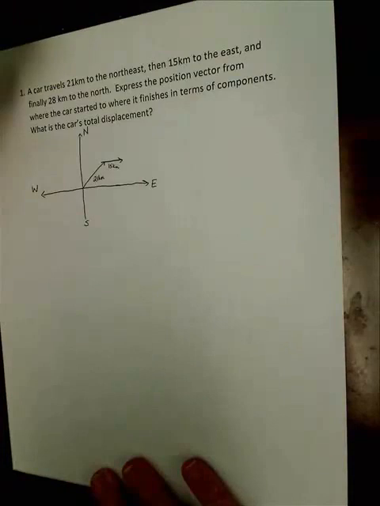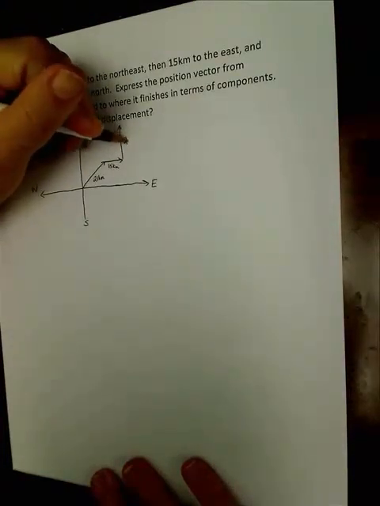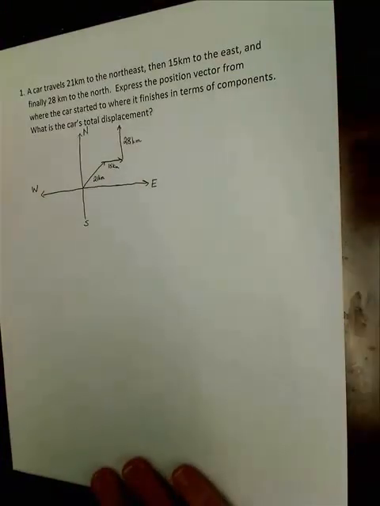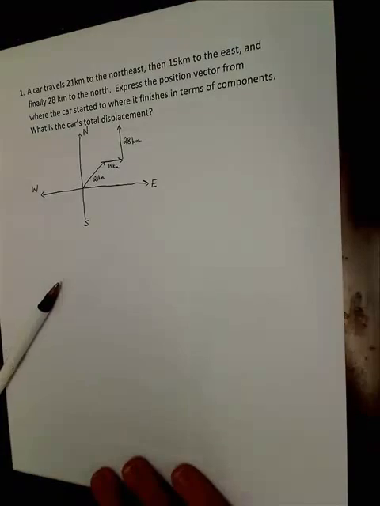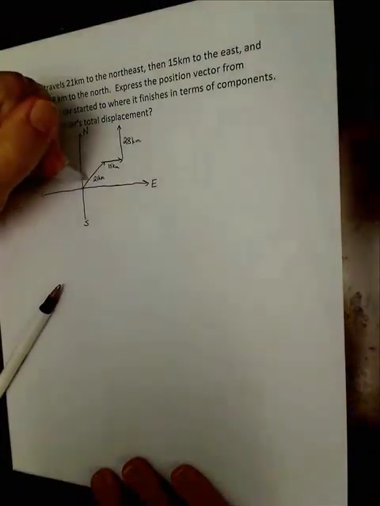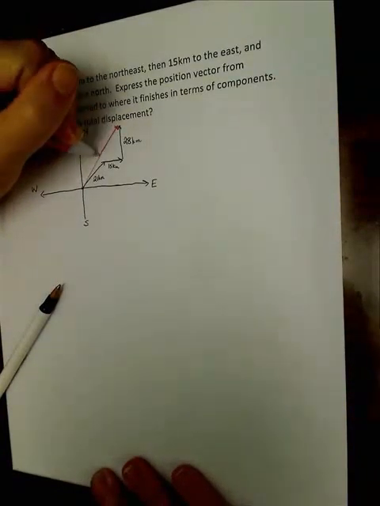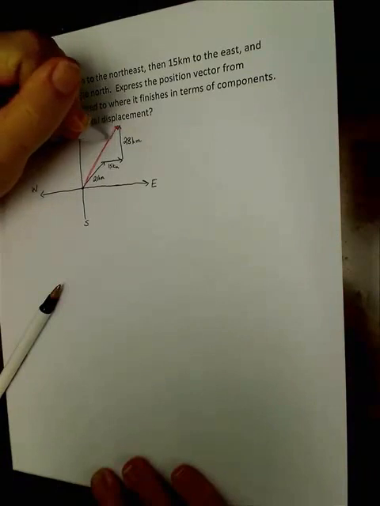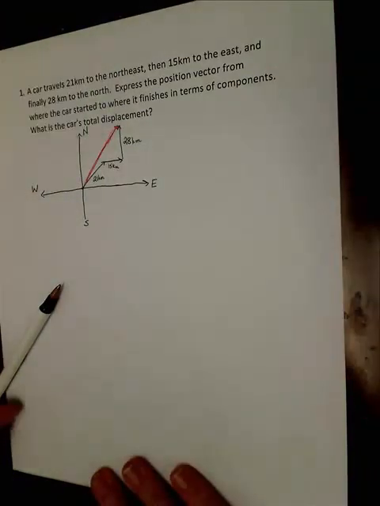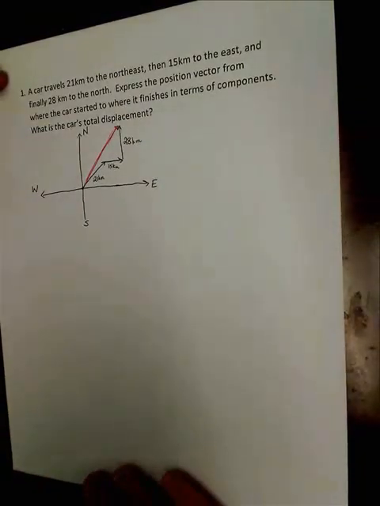And then finally it goes 28 kilometers north. So I need to make a vector that's longer than my first vector going north. So what is it asking me to do? It's asking me to express the position vector from where it started to where it finishes. So that means from the origin up to this point here. So I need to find this red vector in terms of components. So it's going to be partly east and partly north. So how am I going to do this? Well, the easiest way to do it is to break each of my original three vectors up into components.